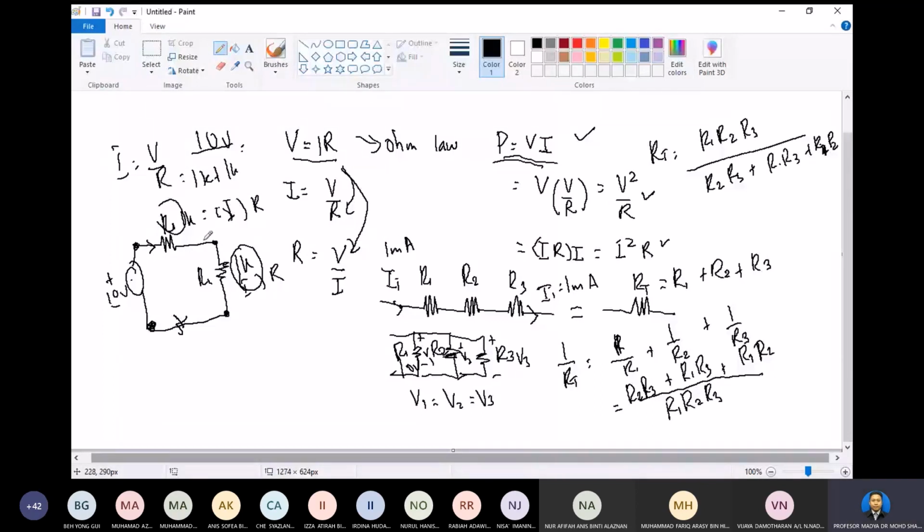Okay, so this is some basic electrical. So let's go for chapter 3. I hope that you can remember this one. This is some basic electrical analysis, for example, to calculate the voltage, to calculate the power, to calculate the current and resistor. So let's start our chapter 3.